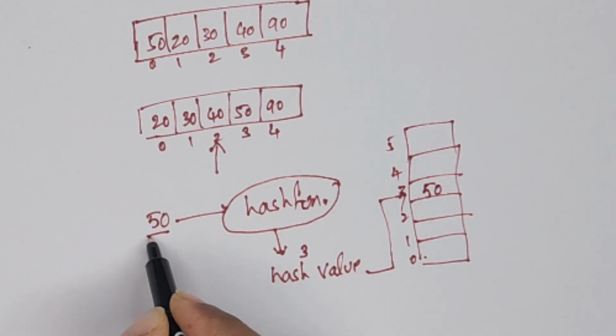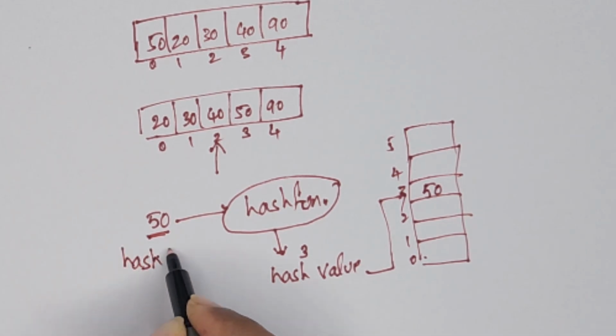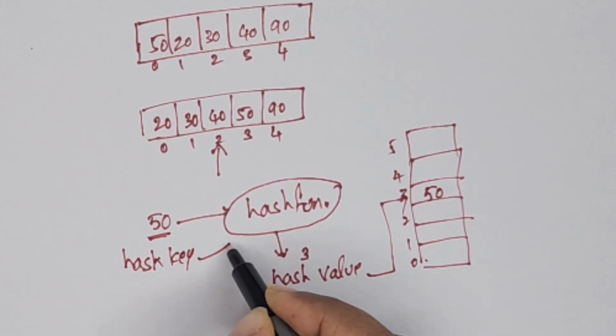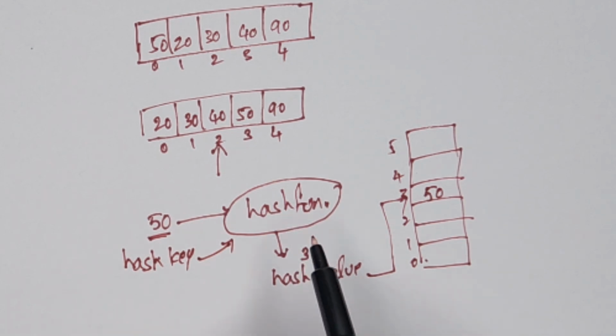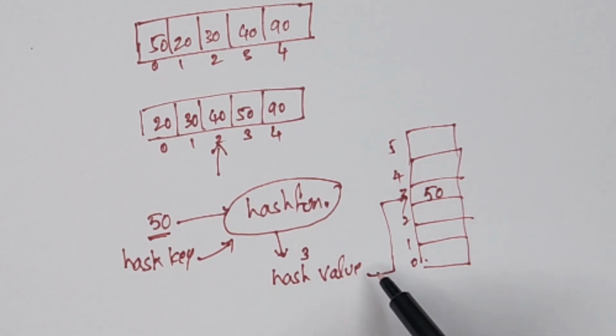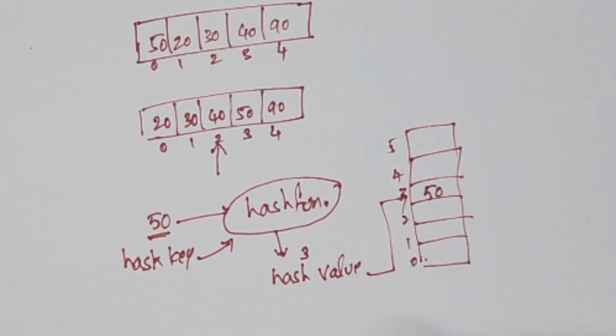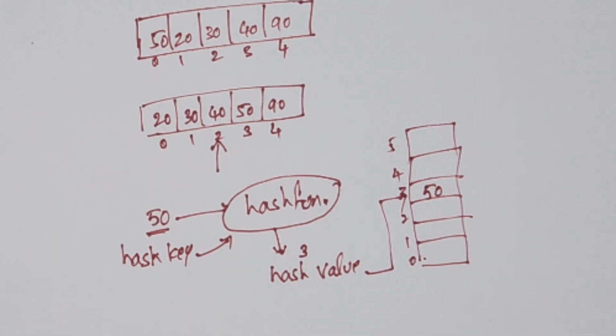Whatever you are going to insert, we call it the hash key. The hash key is given to the hash function. The hash function generates one hash value. It generates a small integer that we call the hash value. The hash value is the index of your hash table. This is called the hash table. This is the concept of hashing.